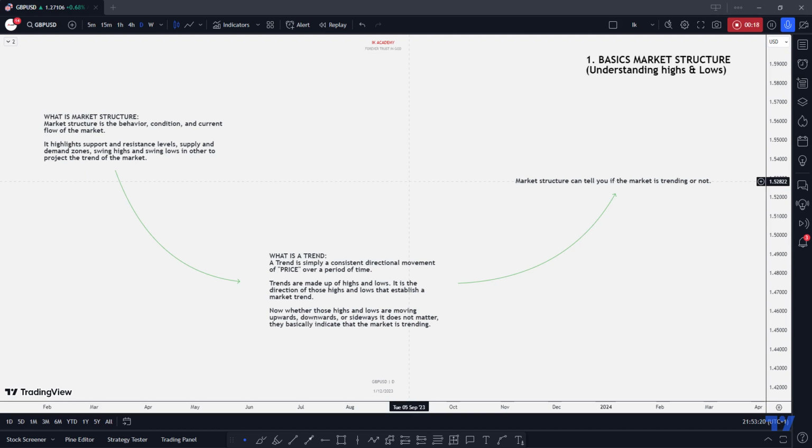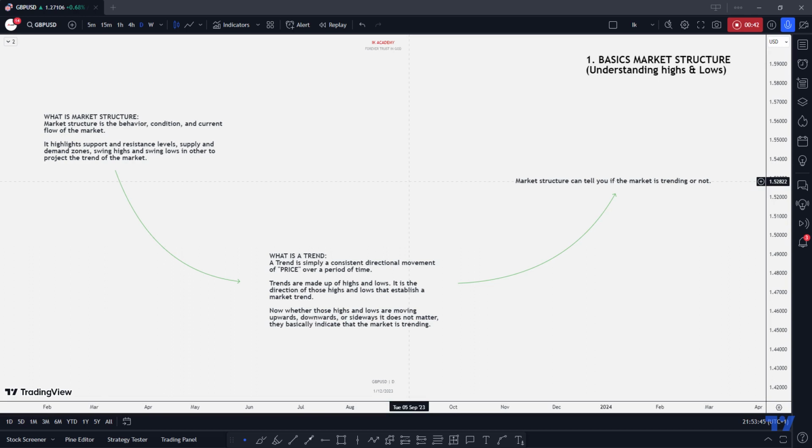Now, what is market structure? Market structure is the behavior, condition, and current flow of the market. It highlights support and resistance levels, supply and demand zones, swing highs and swing lows in order to project the trend of the market. Now, since we're talking about trend, what is a trend? A trend is simply a consistent directional movement of price over a period of time.